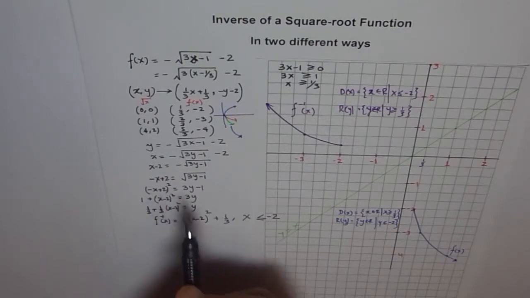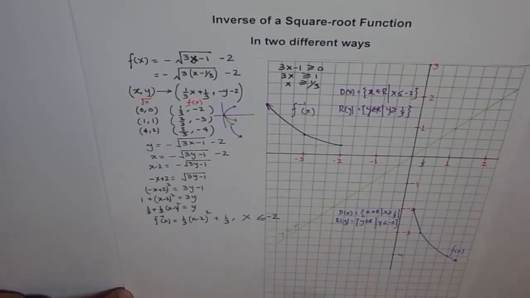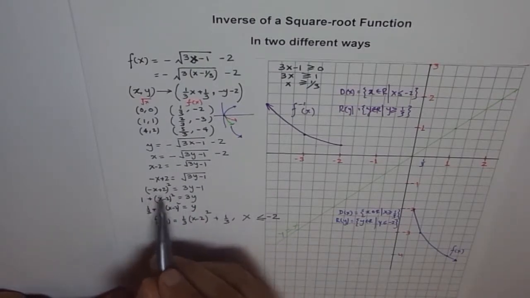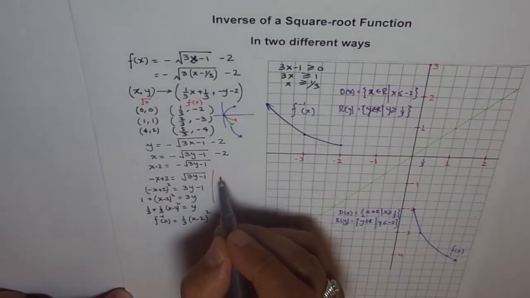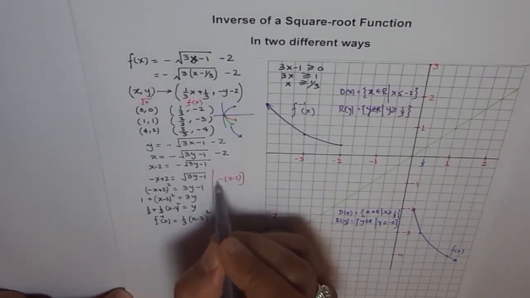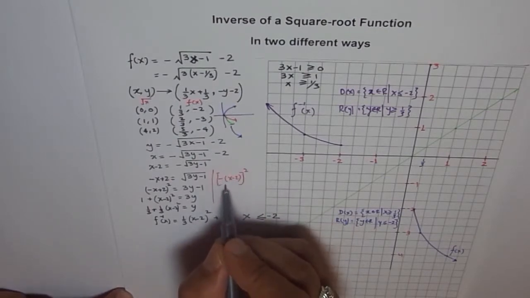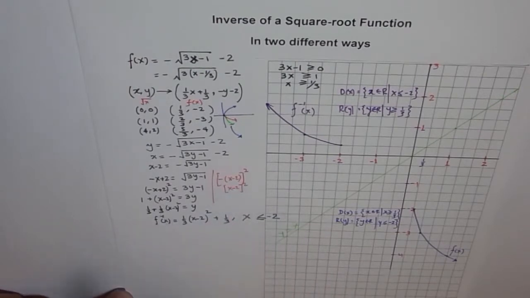I could have written this as, to be very clear, let's see what I did. I wrote minus common and then x minus 2, right? And this was whole square, correct? So when I square it, this minus becomes positive, and therefore I wrote x minus 2 whole square. Do you see that? But there was minus, right? So it could be either side.